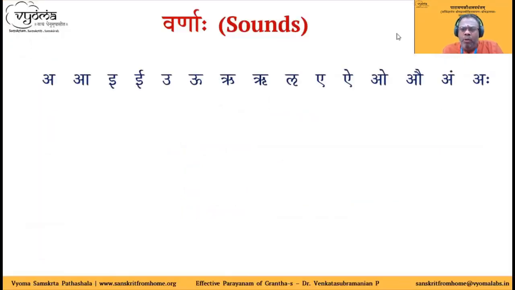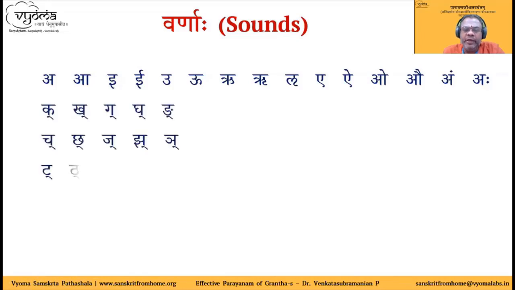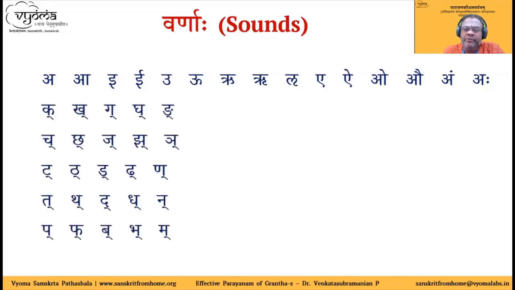So you have 15 letters here, 13 letters plus 2 letters. Then you have 25 from Ka to Ma. 25 plus 15 is 40. You have 8 more letters, so 48 letters. This is what everybody will say.